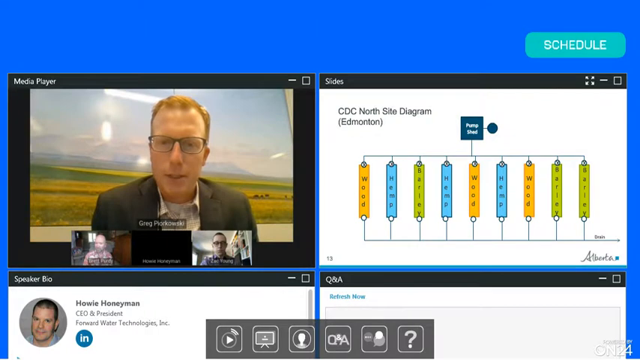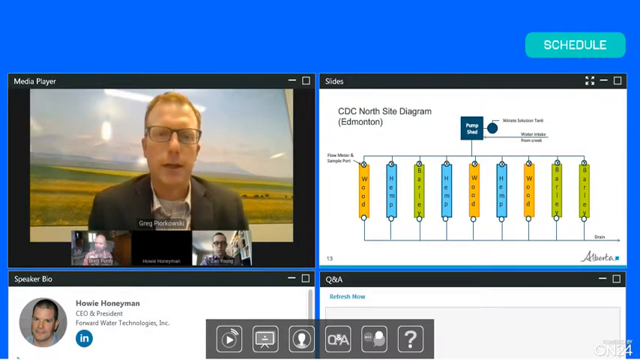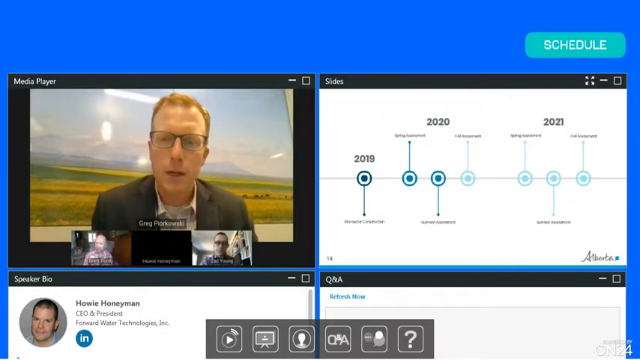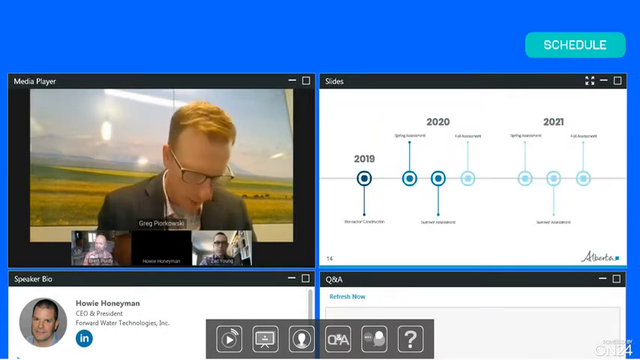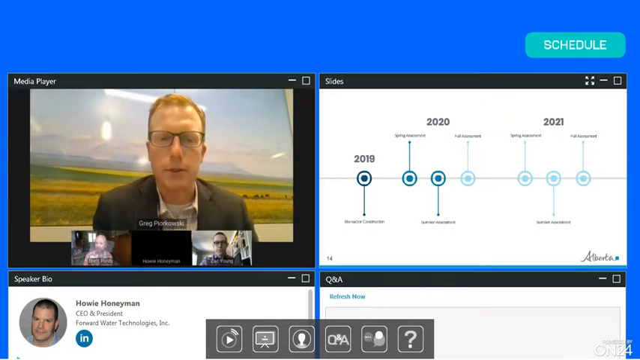Okay, so another conceptual diagram. Again, this is the Edmonton site. We just take water in from the creek, supplement with nitrate, and then we control the water at the inlet and measure the change in concentrations. So this is a 3-year project. The first year, 2019, was just constructing the bioreactors.